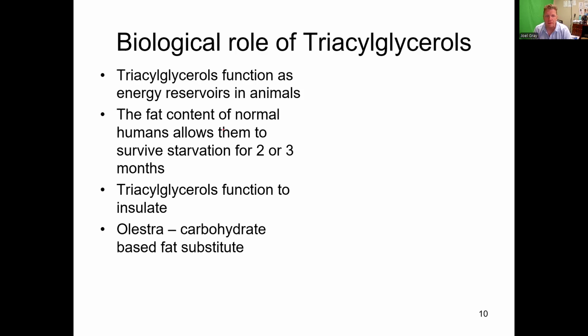It will taste the same, but it won't have the caloric density. It won't be as taxing. So they came up with this substance called Olestra. And Olestra is basically, I'm going to draw a very crude model of it.